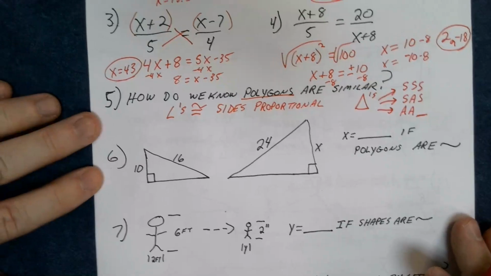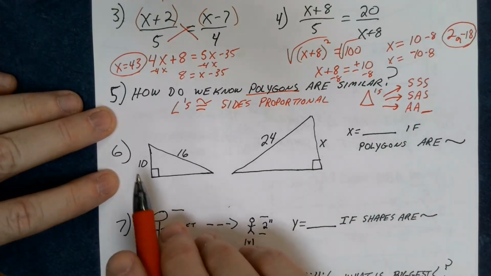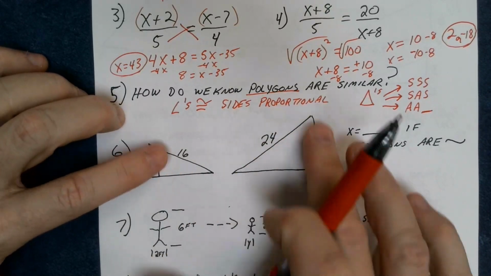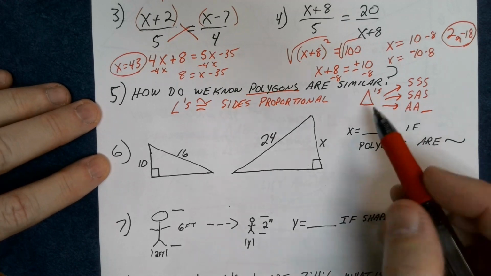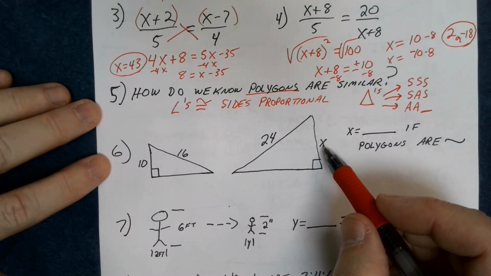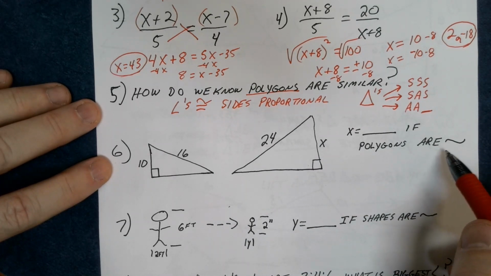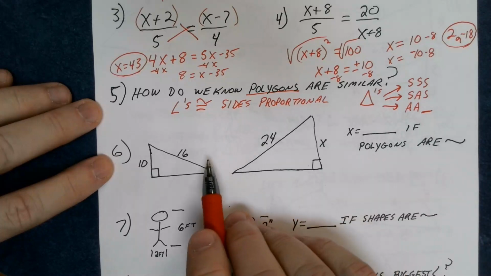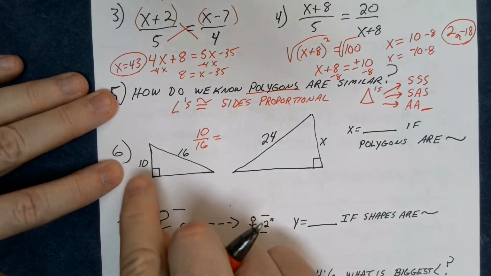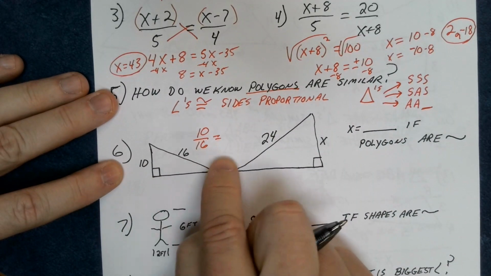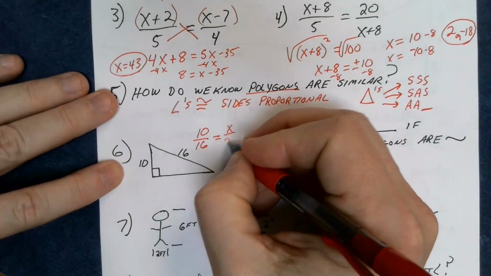Okay, so number 6, it says, what does x equal if the polygons are similar? So again, there's not enough on this shape right now to be able to say that the polygons are similar, but we're saying what would x have to be if the polygons actually were similar? Well, if they were similar, then I would be able to write one of these multiple proportions. I'm going to do left side over diagonal, 10 over 16 equals, and I'd have to do left side over diagonal, x over 24.